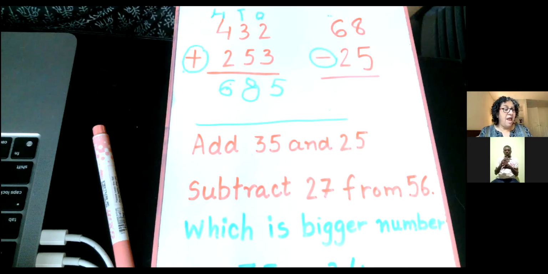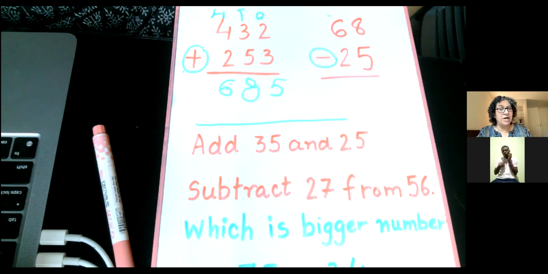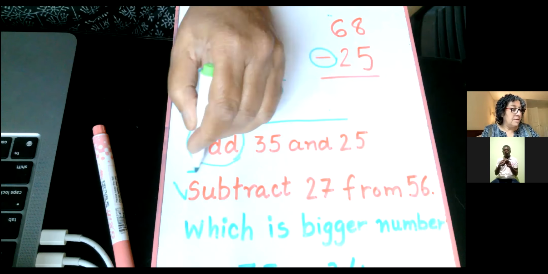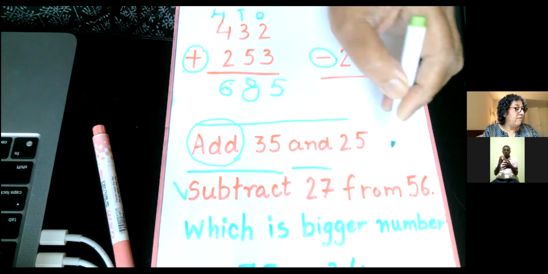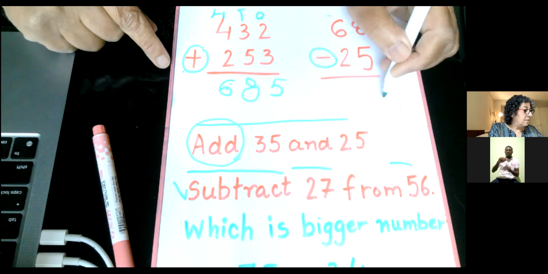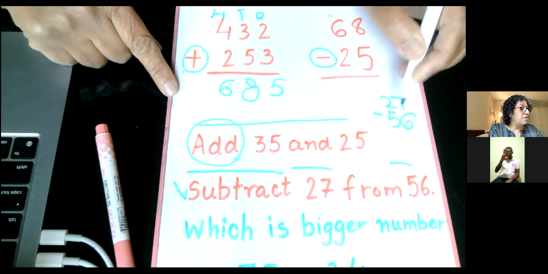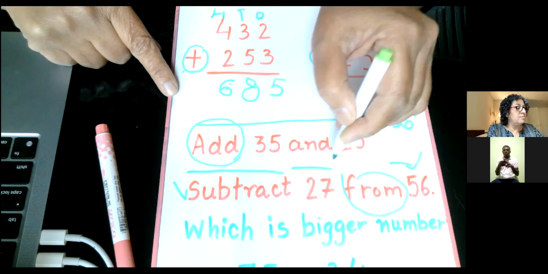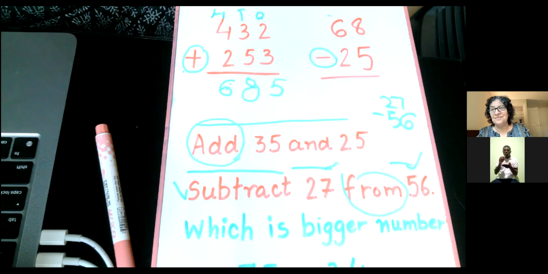We are asking add 35 and 25. What is the meaning of the word add? And another small example, subtract 27 from 56. So how will they do it? They will write 27 minus 56. They don't understand that this number could be bigger and this could be smaller. They have a challenge there.